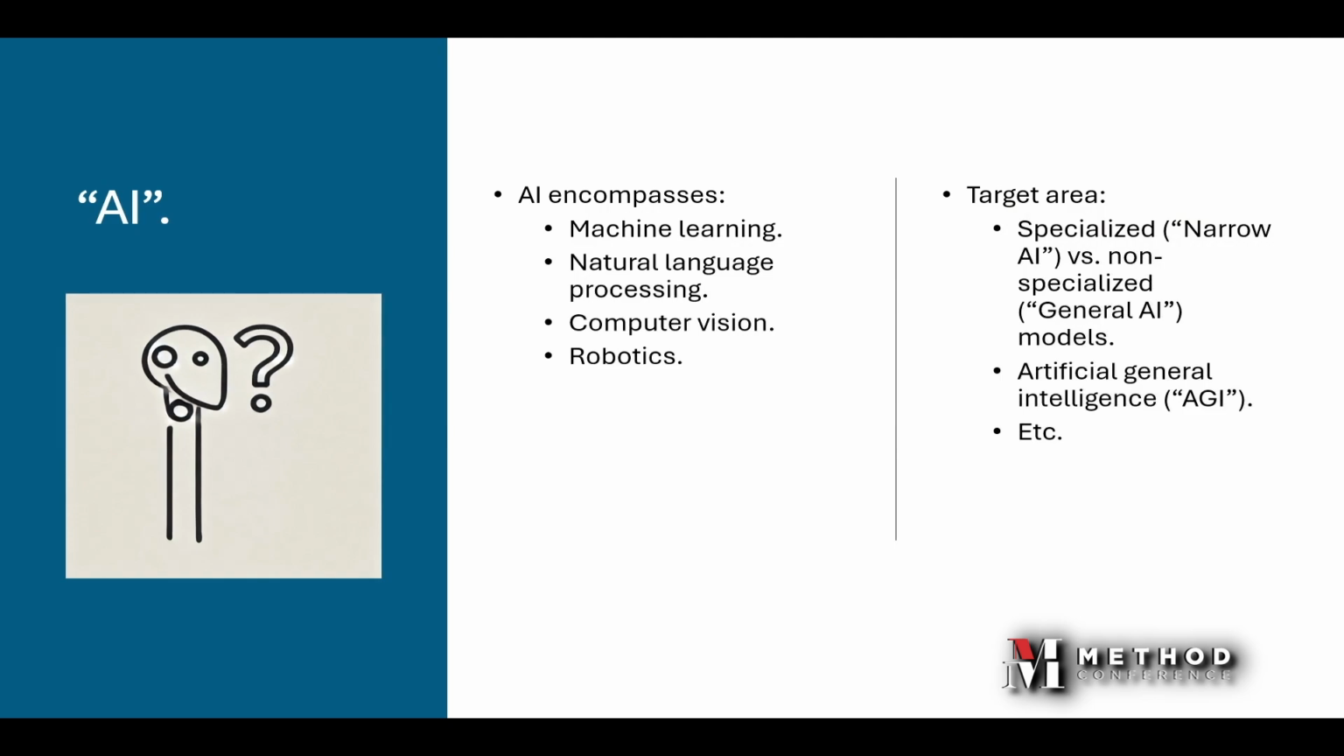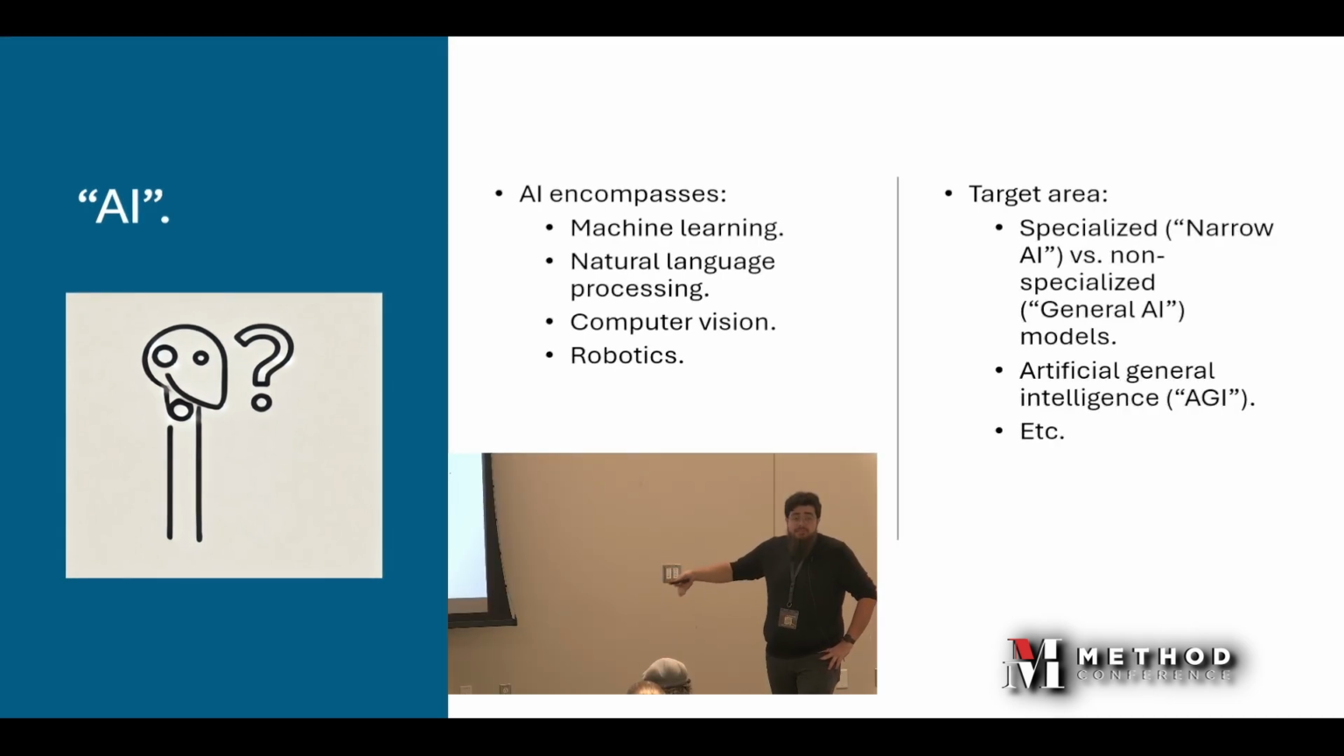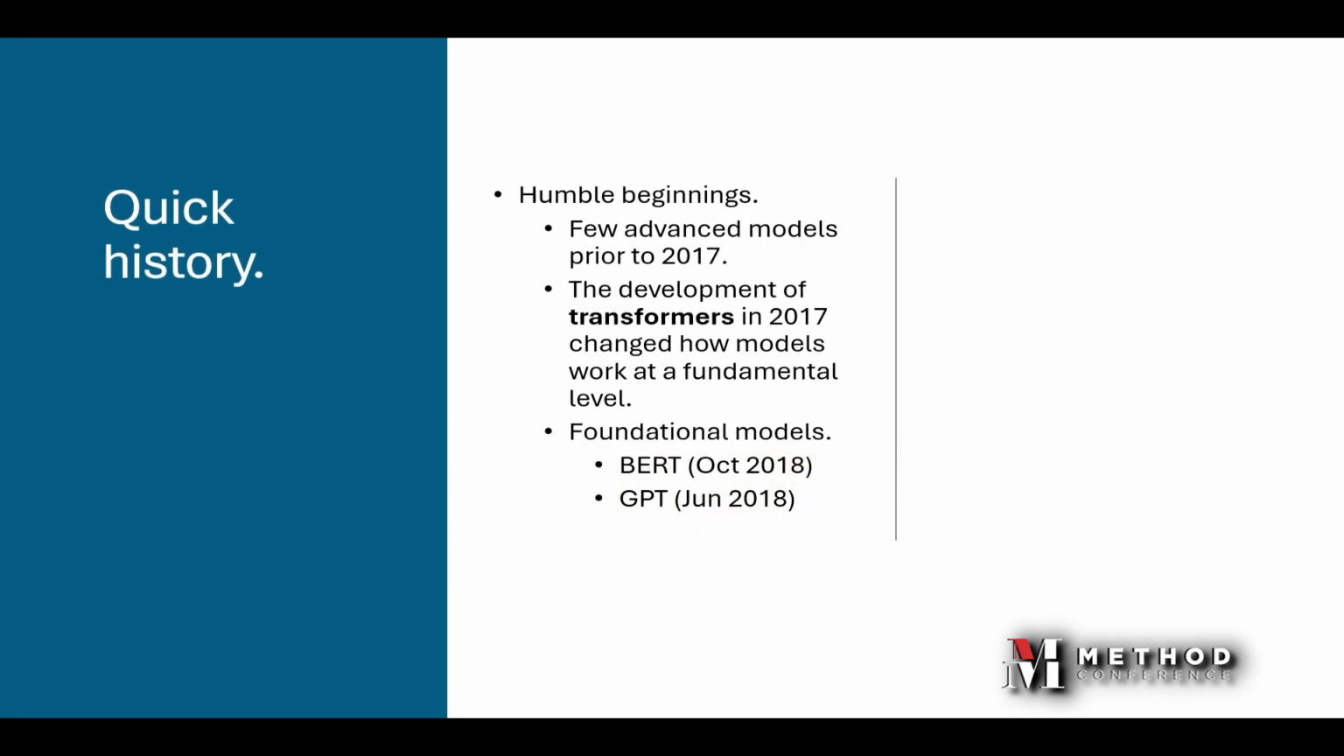There are also different target areas. There's specialized AI, there's non-specialized. We keep throwing around this term of AGI and LLMs, but those are all distinct terms. It's really important that when we're talking about this technology, we specify exactly what we mean. We're going to talk about LLMs, which fall under natural language processing. That would be the terminology I would invite you all to use when discussing how to integrate this with your applications.